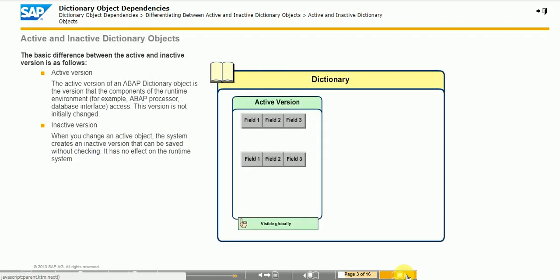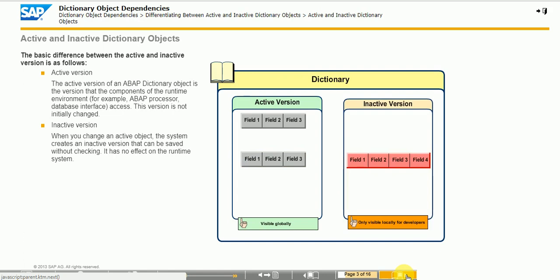During development, you sometimes need to change an active object that is already used by the system. Such changes are supported in the ABAP dictionary by separating the active and inactive versions. At the end of the development process, the inactive version can be made the active version. This is done by activation.